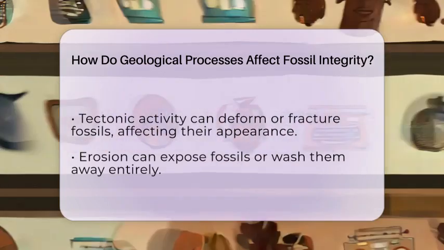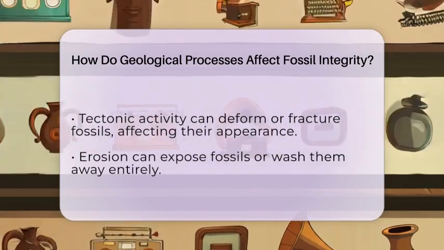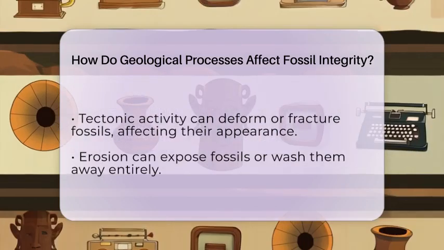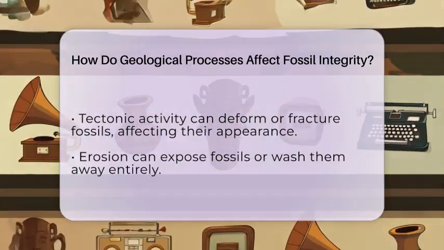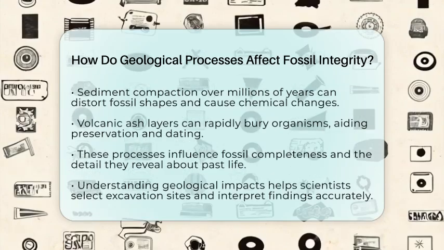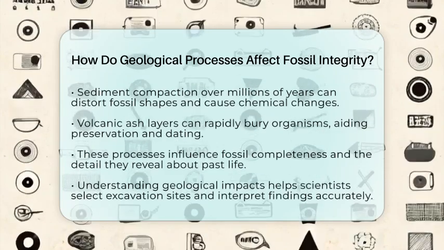All these processes determine how complete and intact a fossil remains. They also influence what kind of environmental clues the fossil can provide. For example, mineralization can preserve tiny details that tell us about the organism's biology, while deformation might obscure important features.